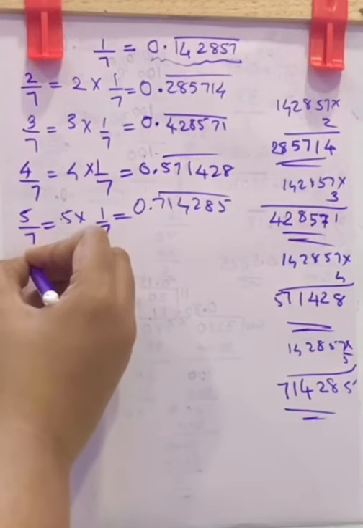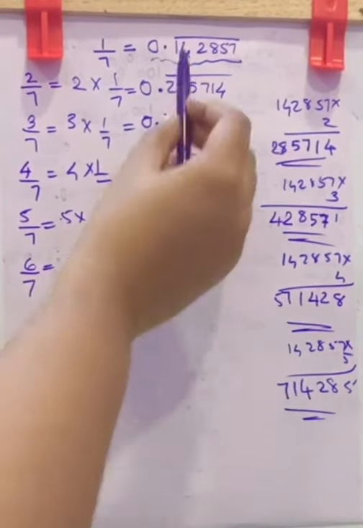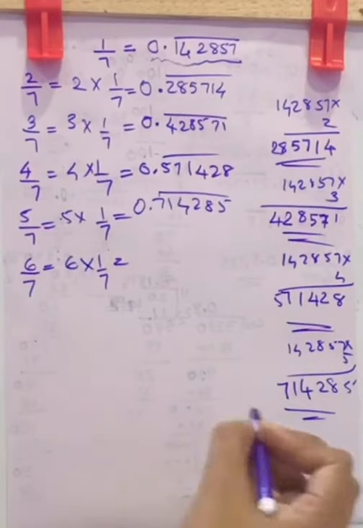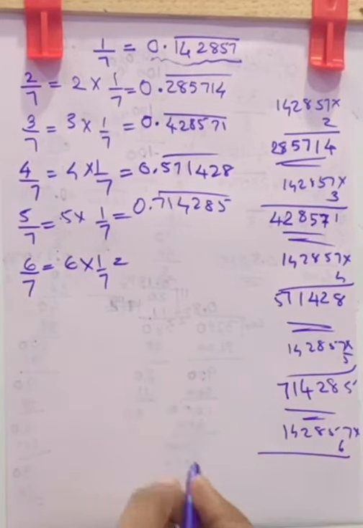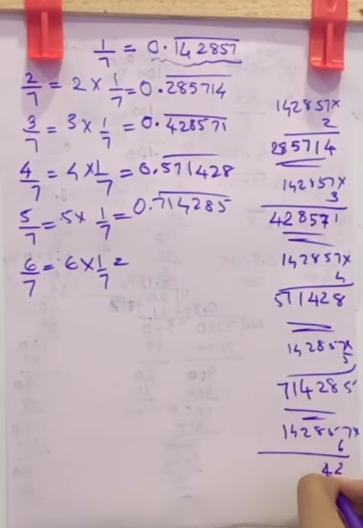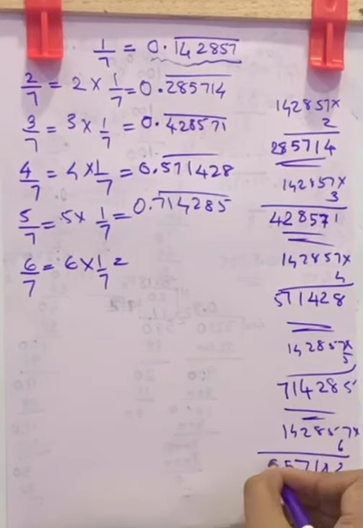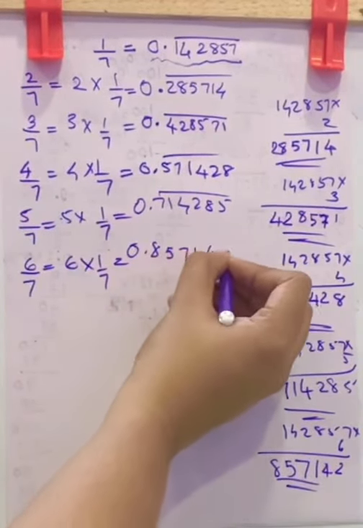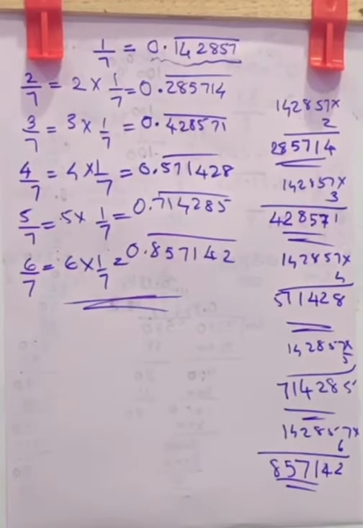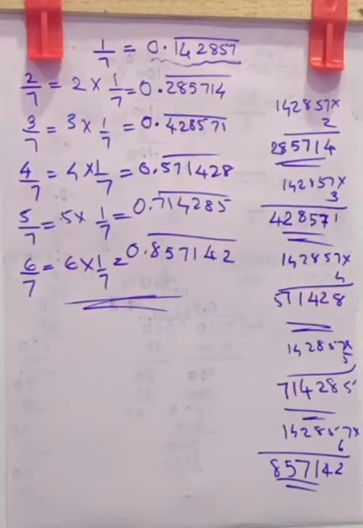Now in this set, last question, 6 by 7, that is 6 into 1 by 7, again 6 into this value of 1 by 7. 142857 into 6. That is 0.857142. So this is the answers without performing actual division. We just multiplied it with the given value of 1 by 7.